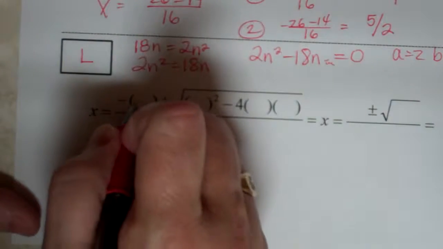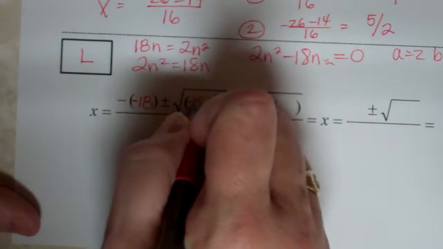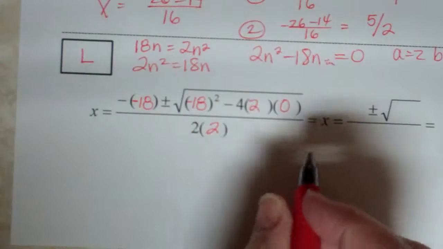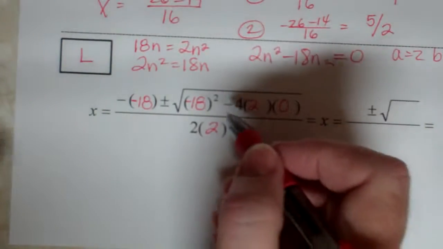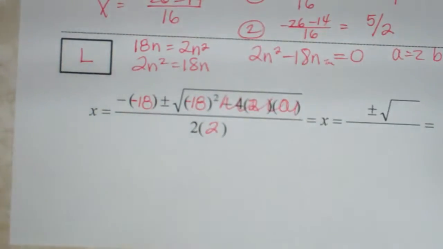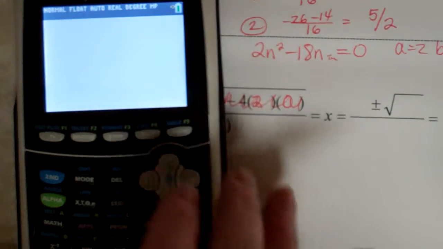So x is equal to negative b plus or minus the square root of b squared minus 4ac all over 2a. And again, look here. All of this is going to cancel out. So all I have to do is put, because it's a 0, 4 times 0 and all that stuff, that's just 0.